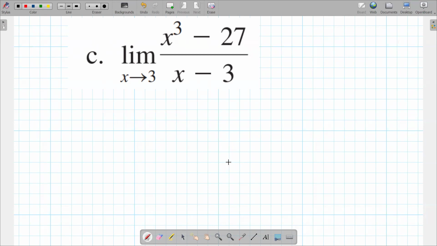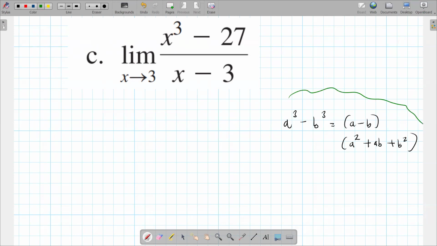To factor this, we need to use a difference of cubes in the numerator. We've heard about difference of squares. We've also done difference of cubes. Here's the formula for difference of cubes. A cubed minus b cubed is equal to a minus b times a squared plus ab plus b squared. If you don't know this, you won't be able to solve this.